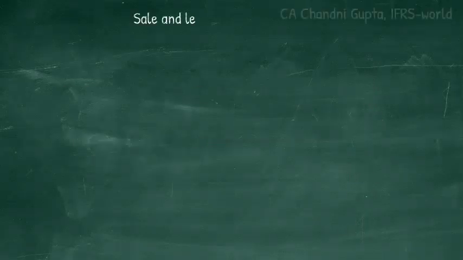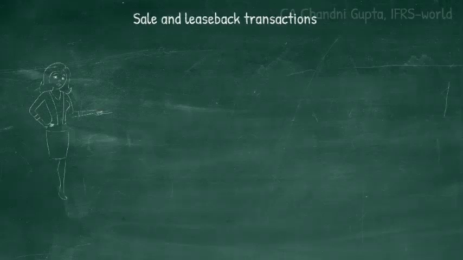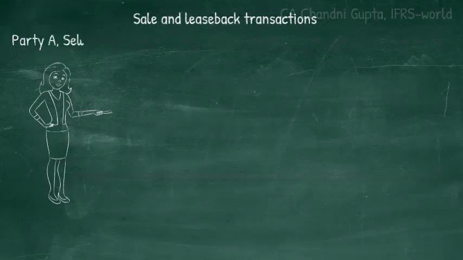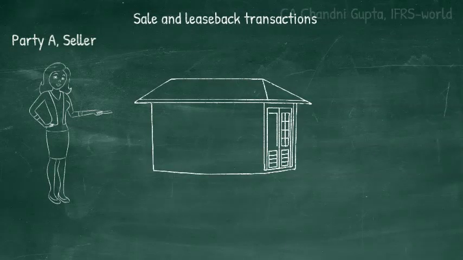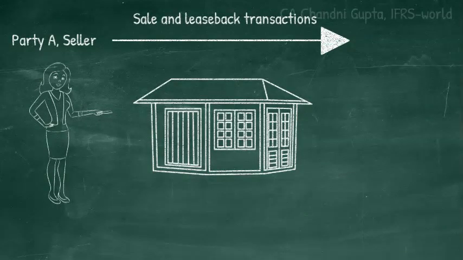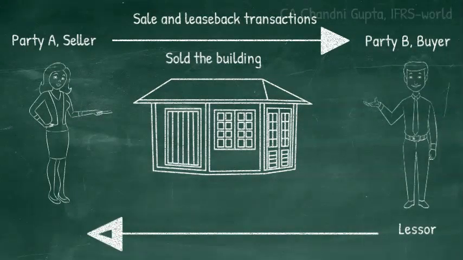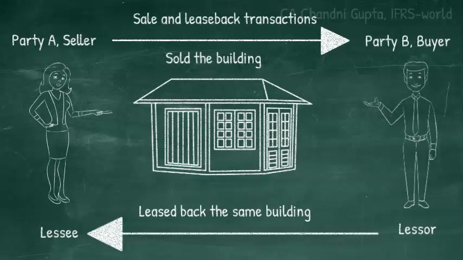Our first topic is sale and leaseback transactions. A sale and leaseback transaction is an arrangement where a party sells an asset to another party and takes the same asset back on lease. Now suppose A has a building which she uses for her official purposes, but because she is in need of some cash, she sells that asset to her friend B. However, because she wants to keep using that building, she takes the same building from B on lease and retains every right to use the said building.